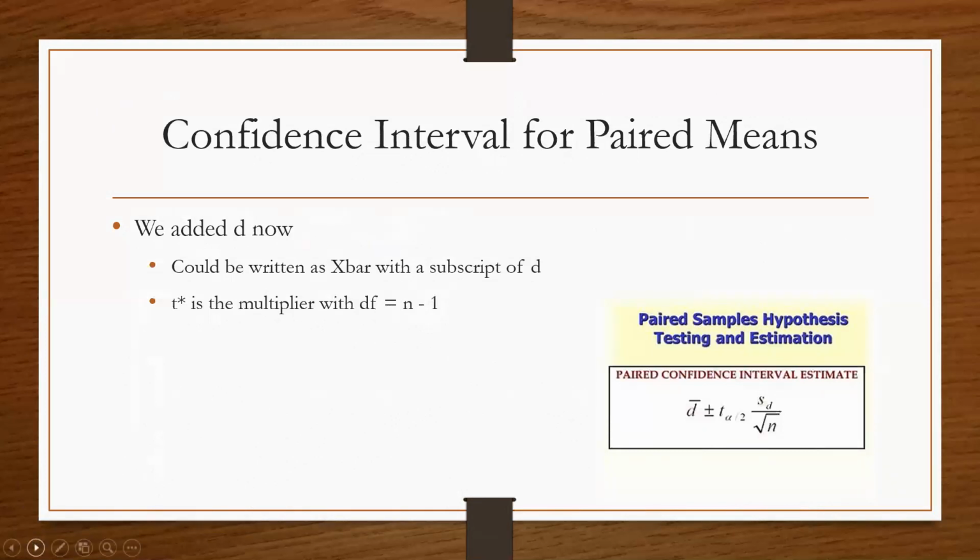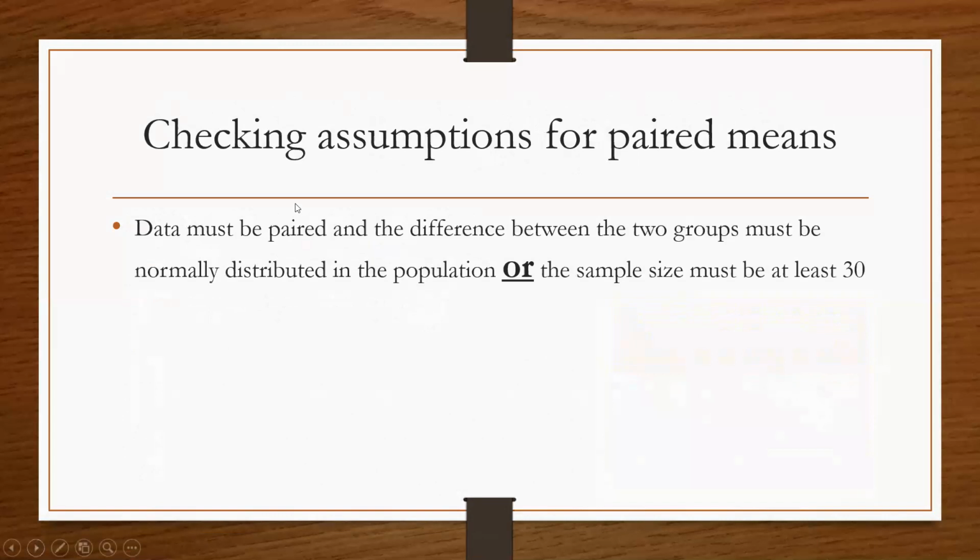All right. So when you're checking the assumptions for paired means, the requirements for using it: the data has to be paired. The difference between the two groups must be normally distributed, or the sample size must be at least 30. If it doesn't meet these requirements, then they can't.